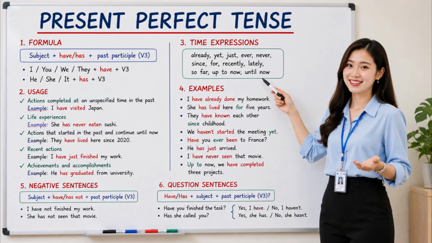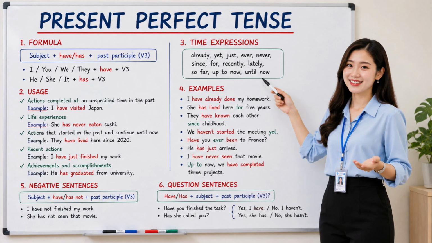The present perfect tense is formed by using have or has plus the past participle, verb 3. For example, I have eaten breakfast, she has completed her project, and they have arrived at school. Throughout this lesson, we will learn how to use this tense correctly, practice common time expressions such as already, yet, just, ever, never, since, and for, and build confidence in speaking and writing English. By the end of the lesson, you will be able to talk about your experiences, achievements, and activities that connect the past with the present using the present perfect tense.